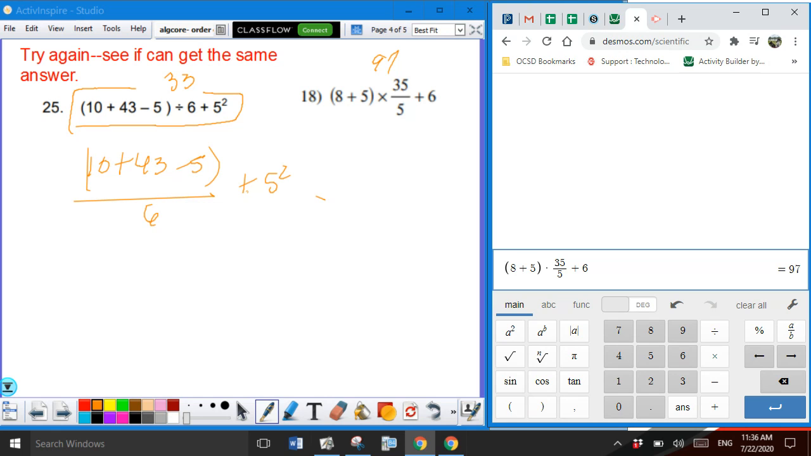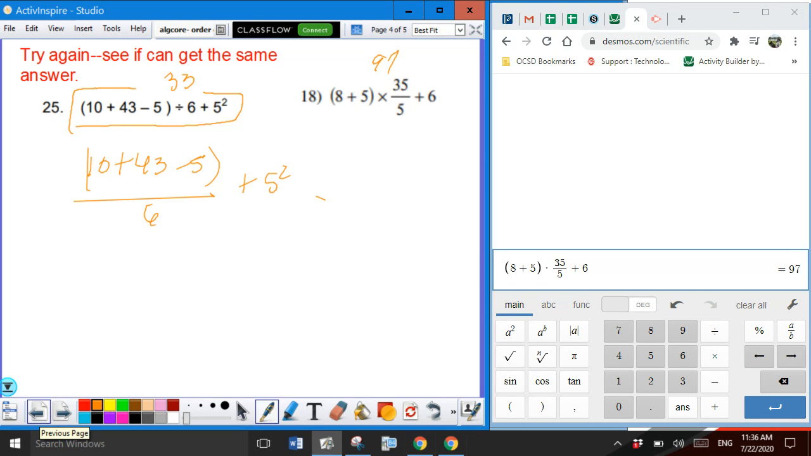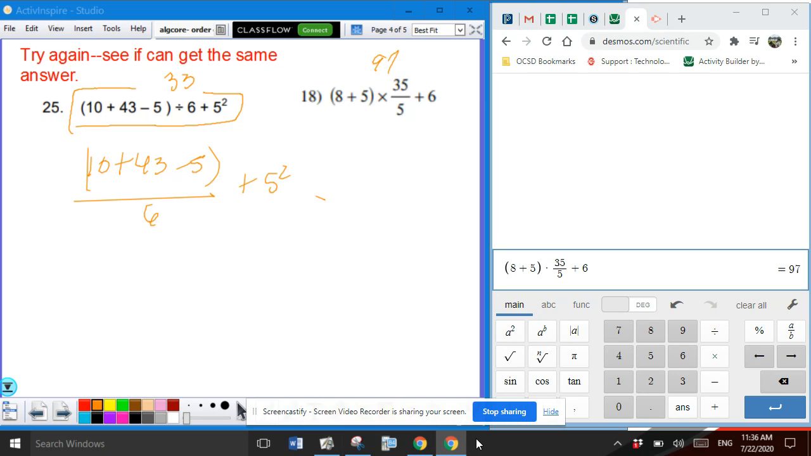Okay, there's my 97. So as you're working today, I want you to make use of the calculator to help you. Try to do some of this in your head, but definitely check yourself with the calculator. It's important that we understand how to use our tools, because time is money. It's important that we let technology help us.